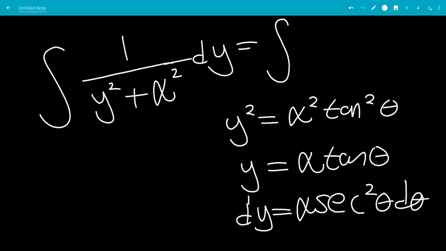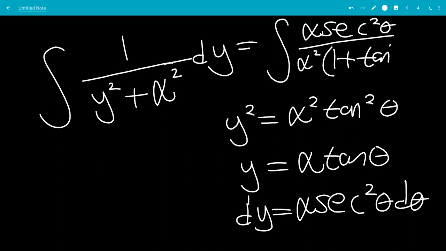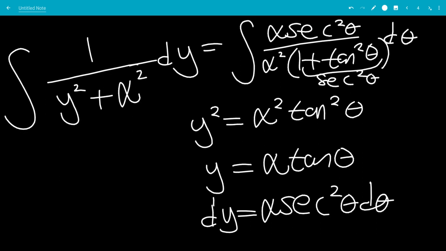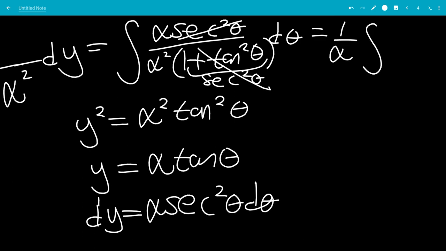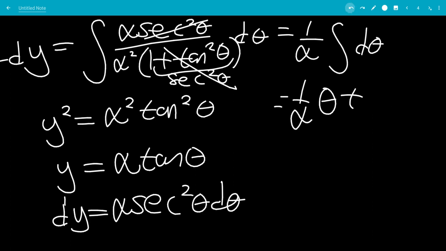So this would be the integral of alpha secant squared theta over y squared is alpha squared. We're going to factor that out. 1 plus tangent squared theta. But again, this is secant squared theta. And then we have the d theta. All this and this, yeah, the secant squared theta will cancel, leaving us with 1 over a coming out the outside, the integral of d theta, which is 1 over alpha times theta plus c. But we don't need the plus c right now.